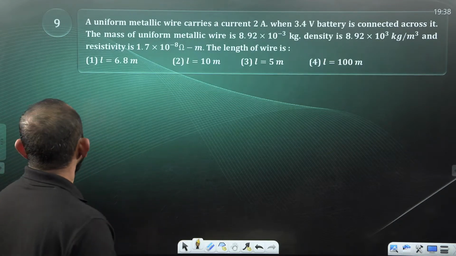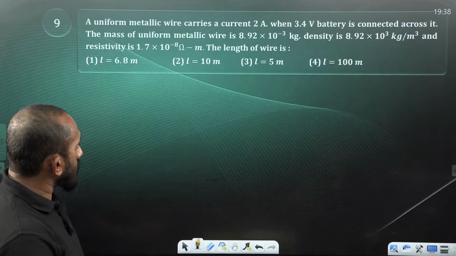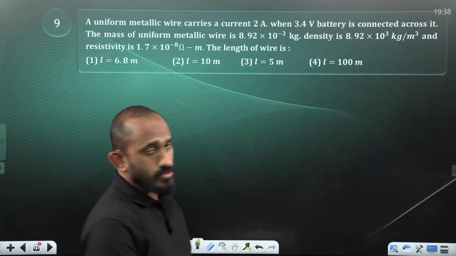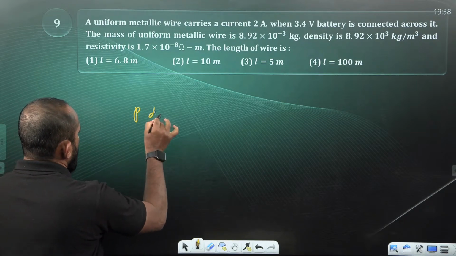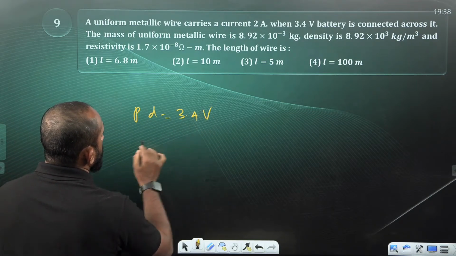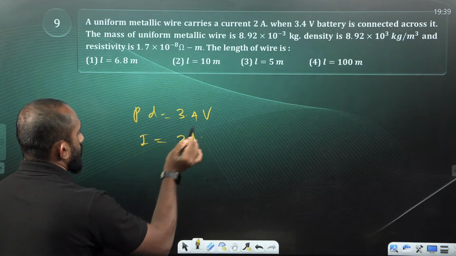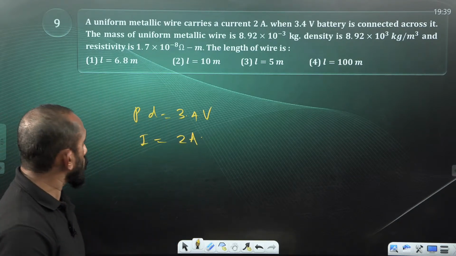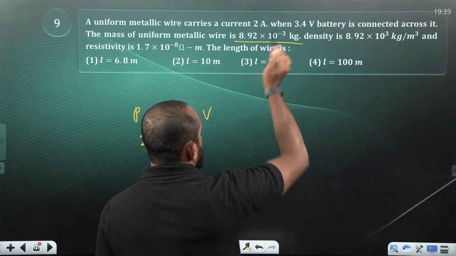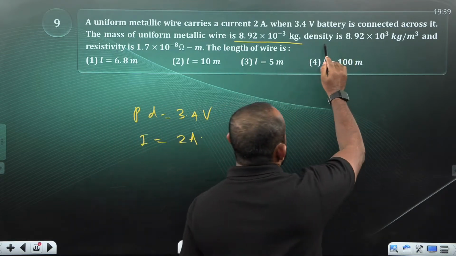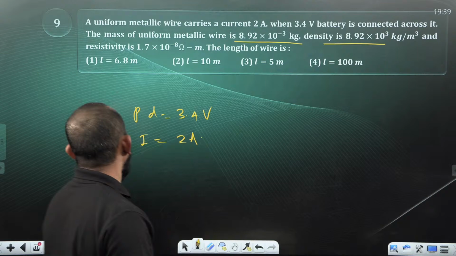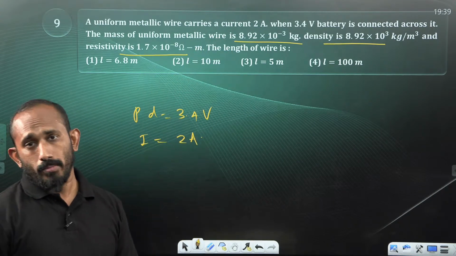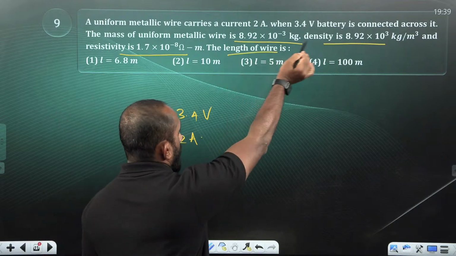Question number 9. A uniform metallic wire carries a current of 2 ampere when a 3.4 volt battery is connected across it. So the potential difference is given, 3.4 volt, and the current is given, 2 ampere. The mass of the uniform metallic wire is 8.92 into 10 raised to minus 3 kilogram. Mass is given. Density is 8.92 into 10 raised to 3 kilogram per meter cube, and resistivity is also given, 1.7 into 10 raised to minus 8 ohm meter. You have to find the length of the wire.